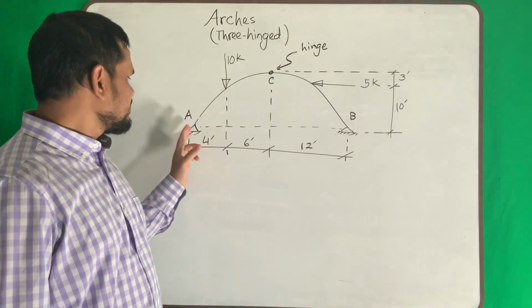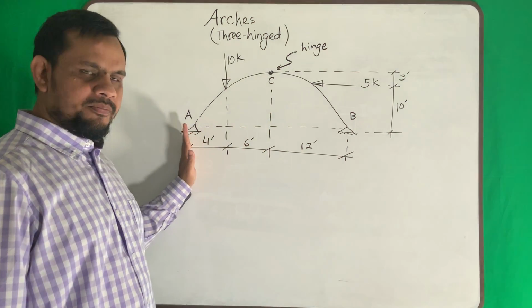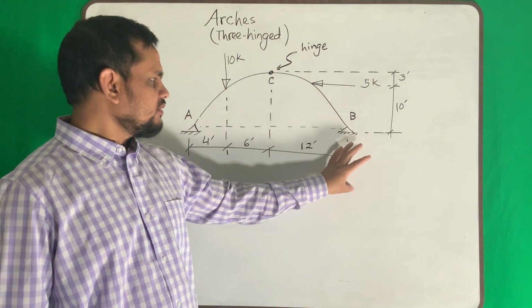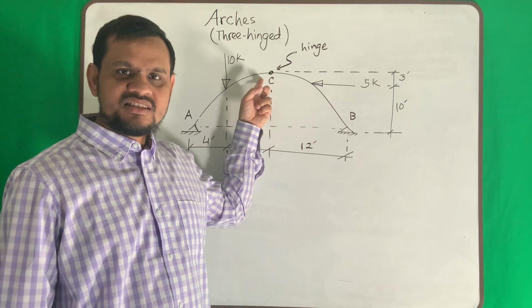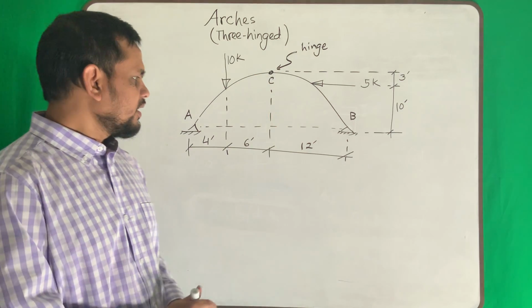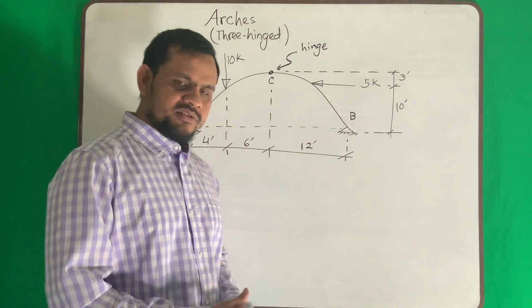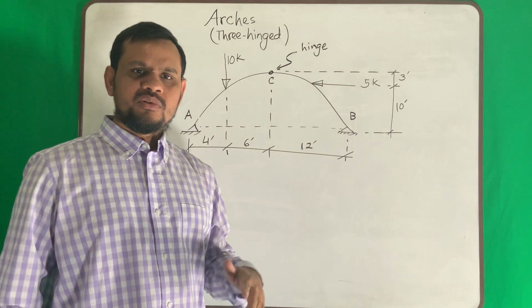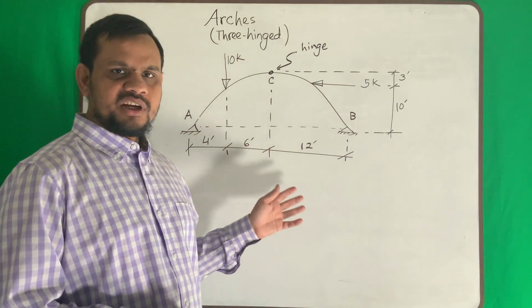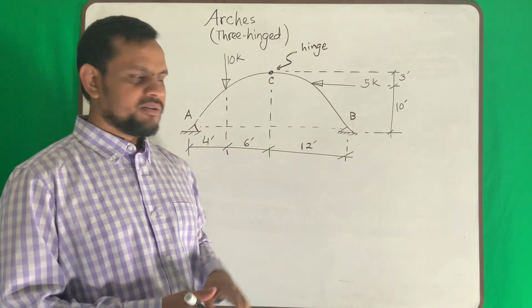So actually we have six unknowns. Two unknowns here, two unknowns here, two unknowns. Now why two unknowns? Because it is a hinge support. There is no moment here. So okay, again to summarize, in arches typically we need to know our support reactions and the pin reaction.